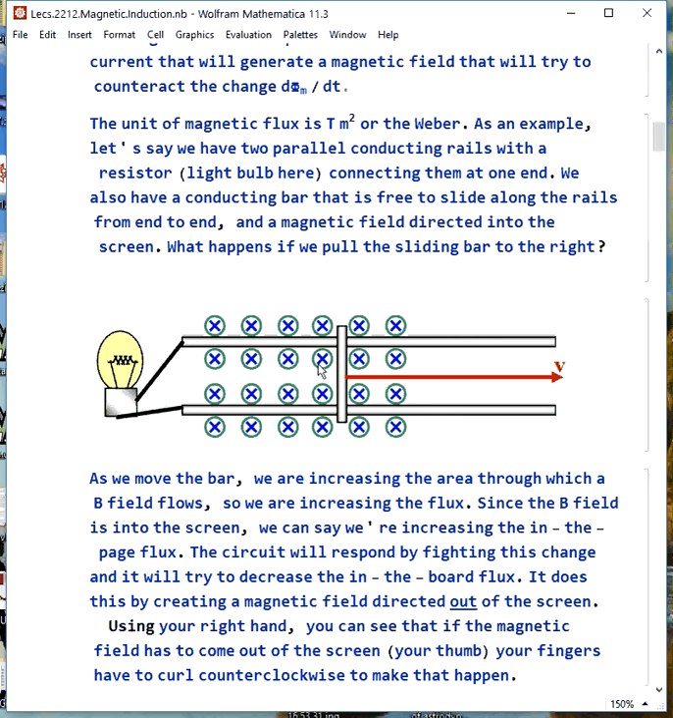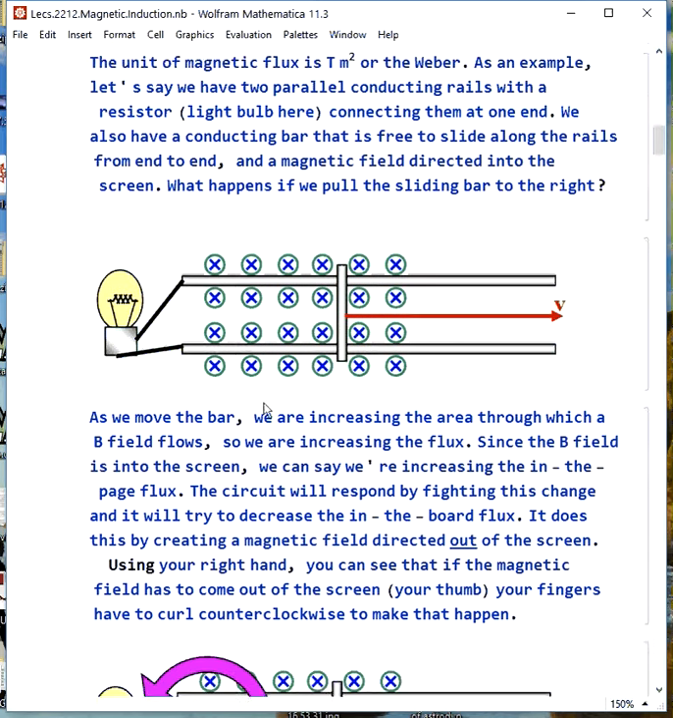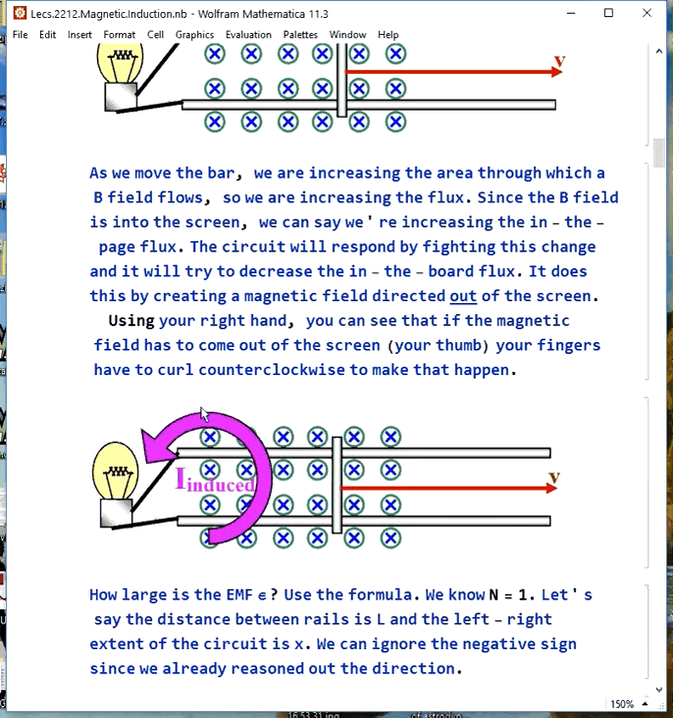The circuit wants to fight that, and the only way to fight that is to produce out-of-the-page flux. If you use the right-hand rule and point your thumb out of the screen, your fingers curl this way, counterclockwise around the circuit. So this is the EMF that's going to be set up, and the current is going to be driven around the circuit counterclockwise, like this.